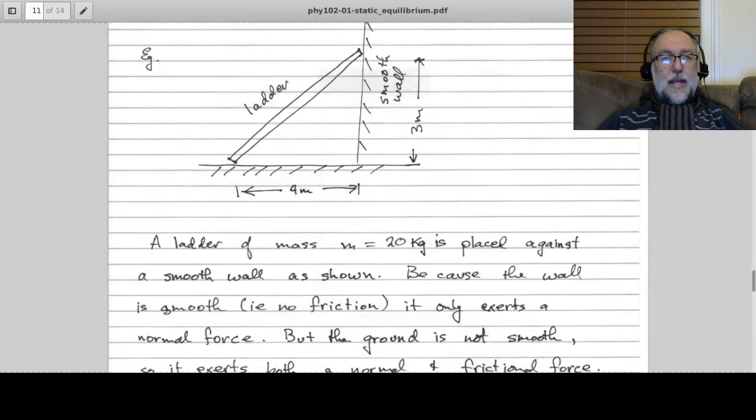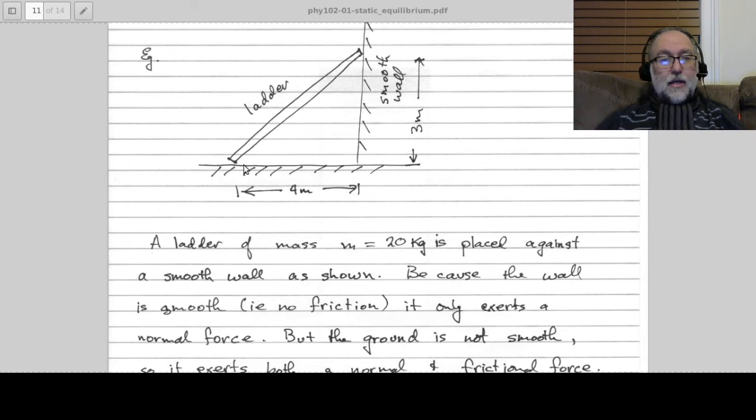That ends this problem, and let's do one more problem. This is a classic problem for static equilibrium. It's the ladder sitting up against the wall. What do I have here? I have the ground, and here's a smooth wall. You'll see why it's smooth in just a second.